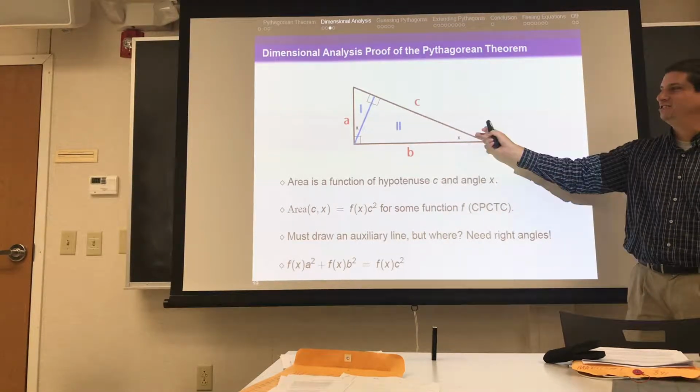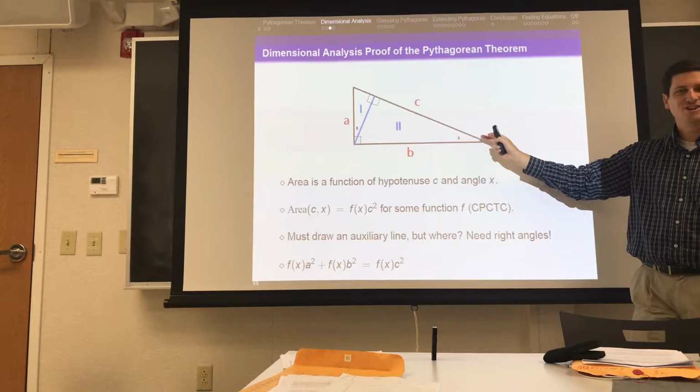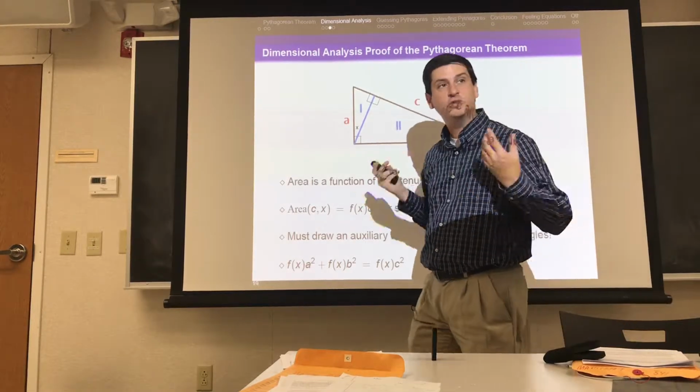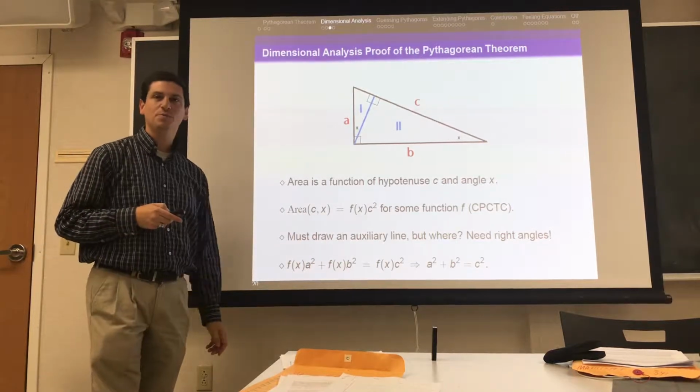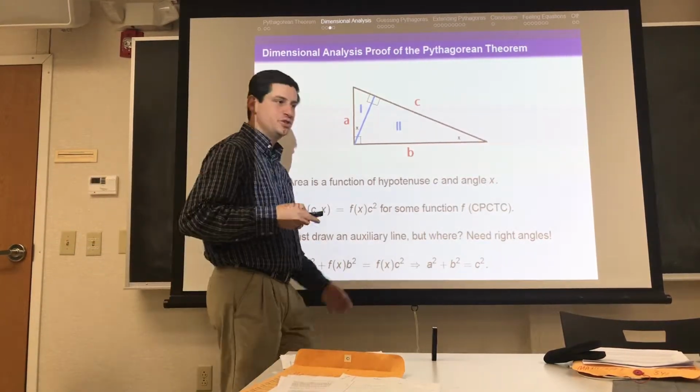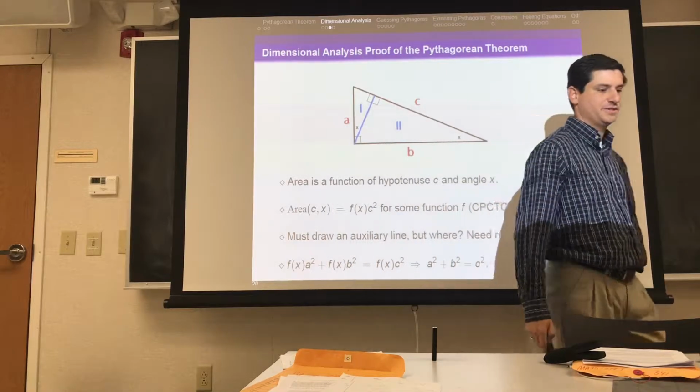No. If f of x was 0, the triangle would have 0 area. Okay, we know as long as a and b are not 0, the area is not 0. So we know f of x is not 0, so we can divide by it, and now we get a squared plus b squared is c squared. So this is the dimensional analysis proof of Pythagoras.